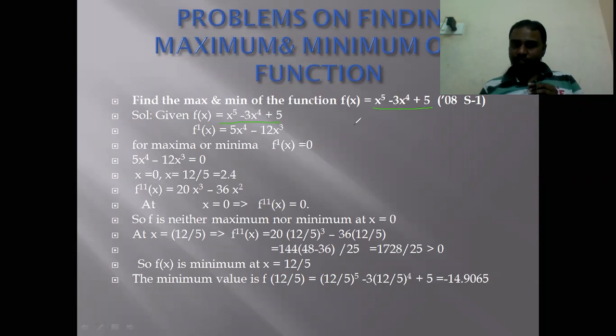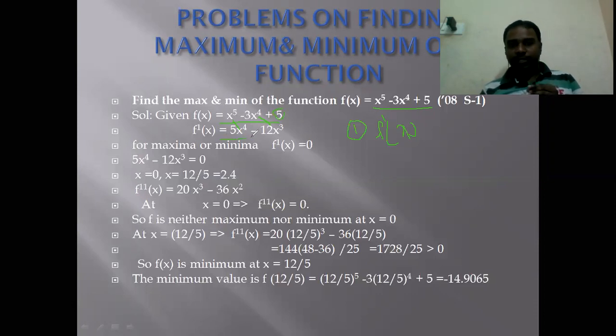What is the first step? We find the differentiation of this function. What is the differentiation? The derivative of x power 5 is 5x power 4, and the derivative of x power 4 is 4x cube, so 3 into 4 is 12, so minus 12x cube. 5 is a constant, and the derivative of 5 is 0.